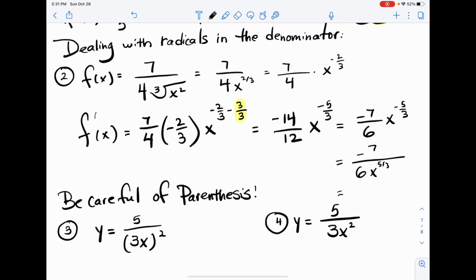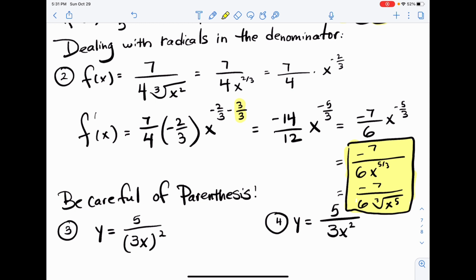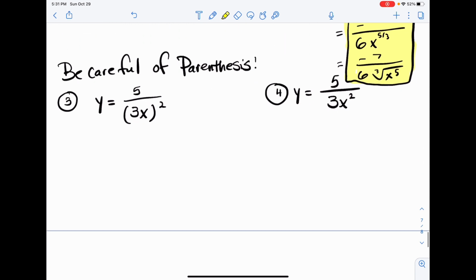And of course, that would be the same as negative 7 over 6, the third root of x to the 5th. Both of these answers are super duper. Both of these are more than acceptable. Which begs the question, if you're allowed to write them as fractional exponents as long as the exponents are positive, why would you go to radicals? Just showing off? I get it. I love to show off too.